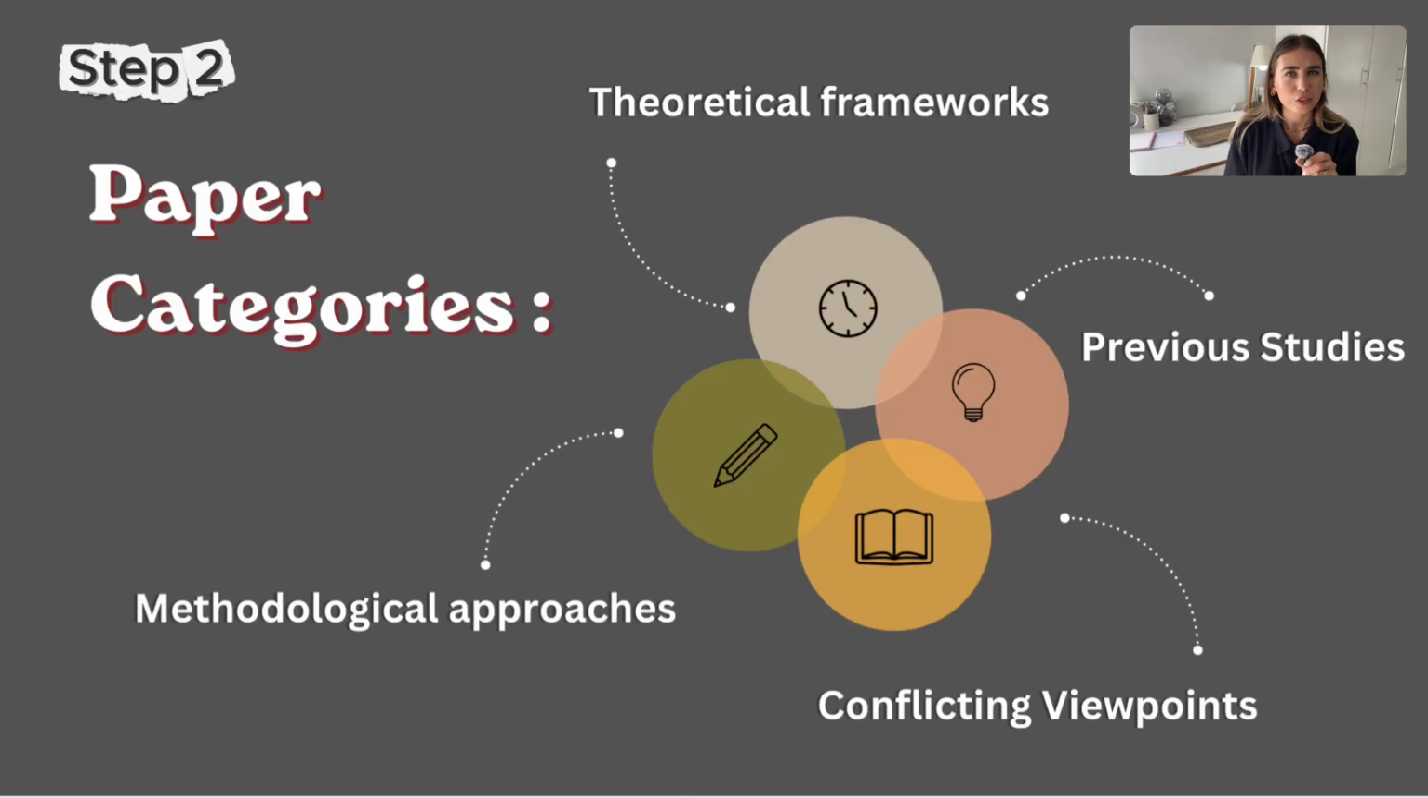Step number 2, group the papers. So once you've identified all your papers, it's important to group all of them into specific themes. Because a thesis is not just a collection of summaries, it's an argument supported by research. For example, your papers might fall into categories like theoretical frameworks, previous studies, conflicting viewpoints, or even methodological approaches.